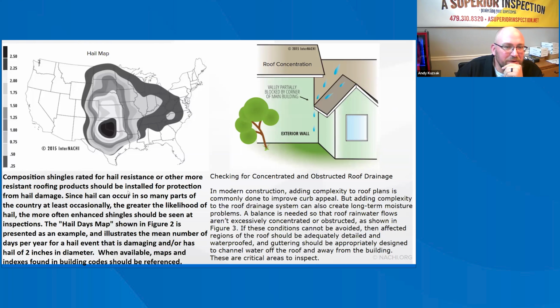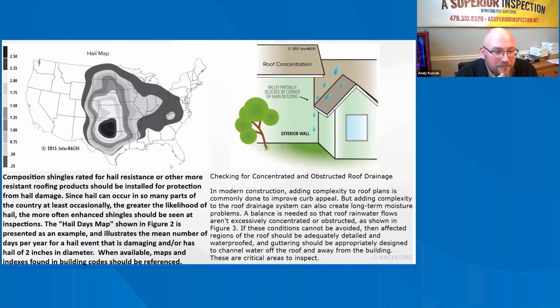Composition shingles rated for hail resistance or other more resistant roofing materials should be installed for protection from hail damage. Since hail can occur in so many different parts of the country, at least occasionally, the greater the likelihood of hail, the more often enhanced shingles should be seen at inspections.